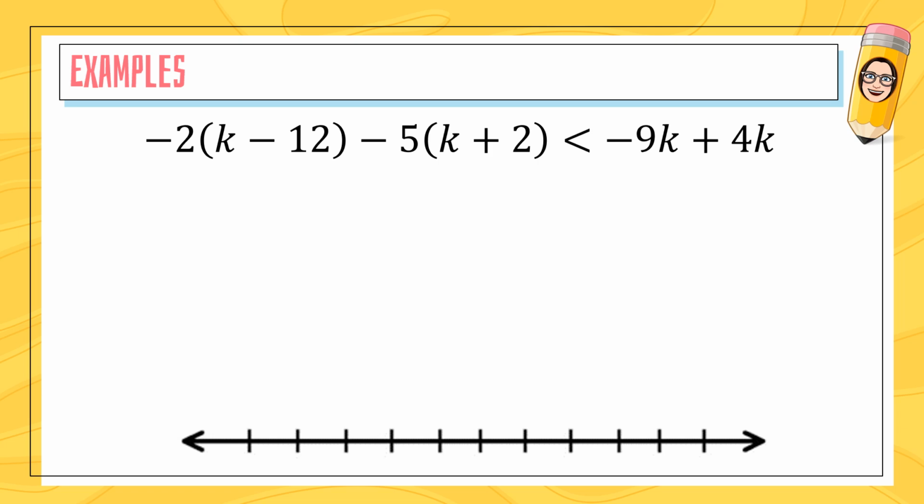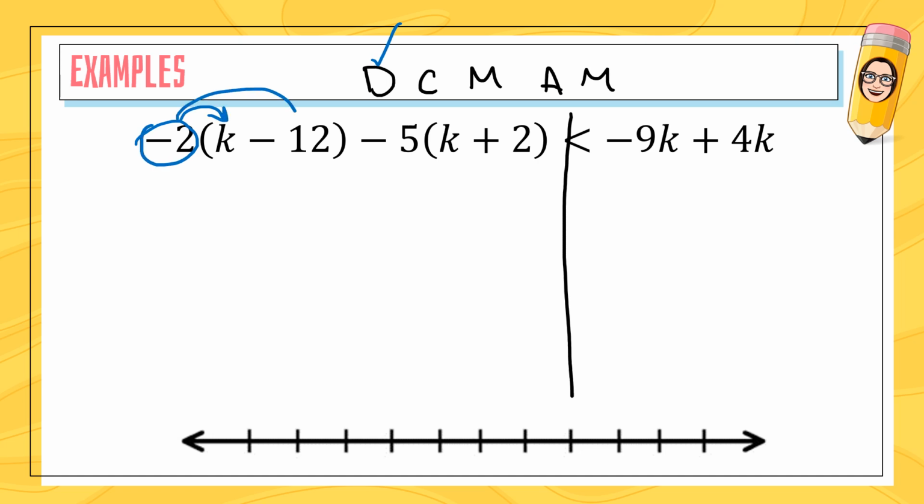All right, let's take a look at this one. Let's stick to our steps to get us going. Kind of looks like there's a lot going on, so maybe write a little smaller. Let's start with distribution. I'm going to use colors since there's so much going on. Negative 2 distributed, negative times negative. Negative 5 distributed, negative times positive.